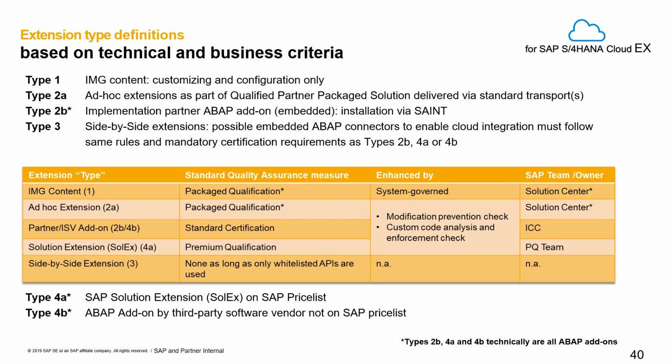Then you have your side-by-side extensions. Possibly they might have embedded ABAP connectors to enable cloud integration, and they must also follow the same rules and any mandatory certification requirements that we have for these other types. And then type 4, where we have solution extensions, which are on the SAP price list, and type 4B, which are third-party ISV vendors, which are not on the SAP price list.